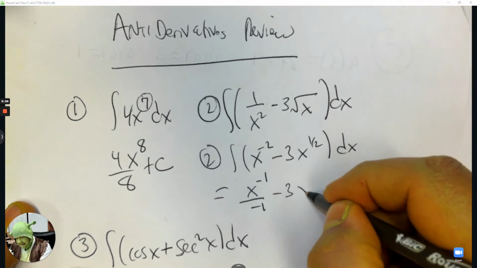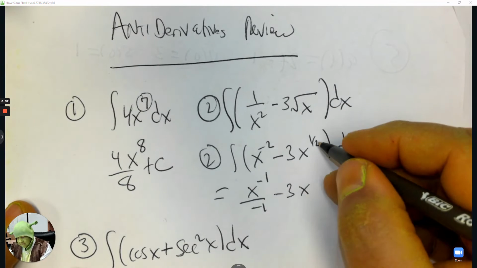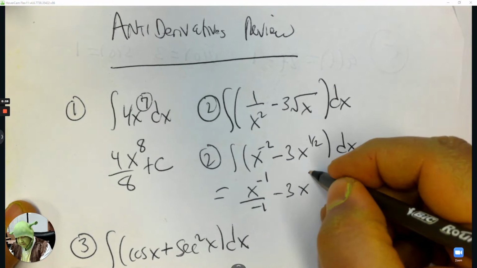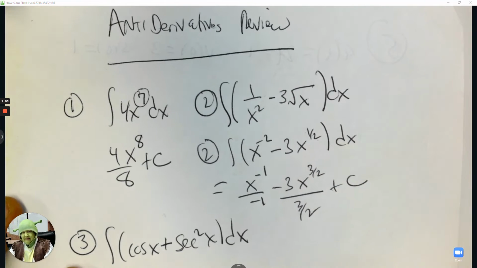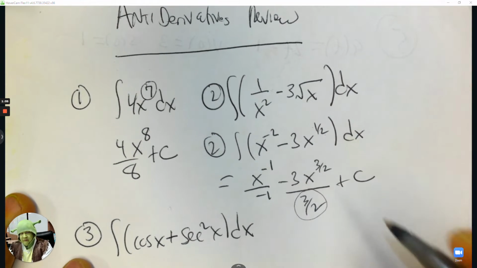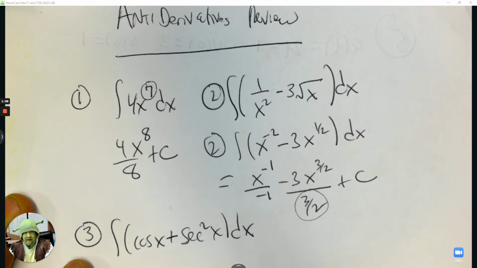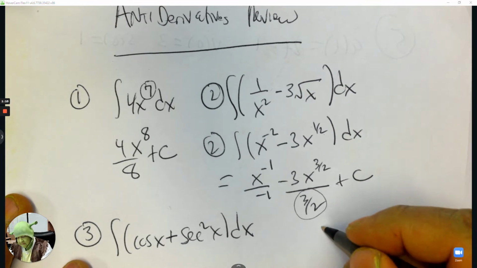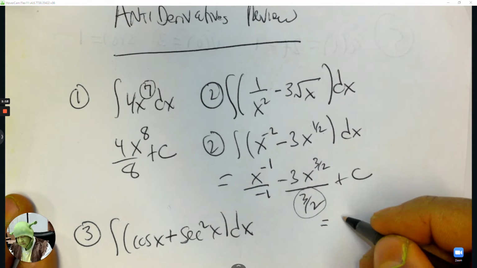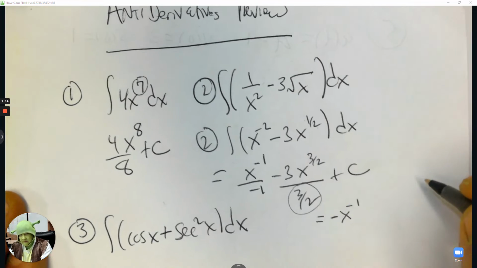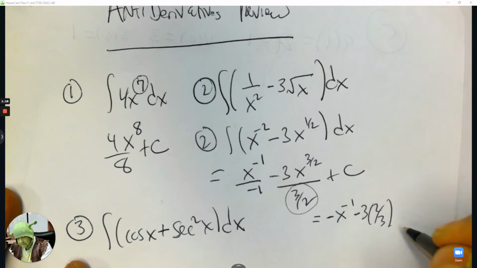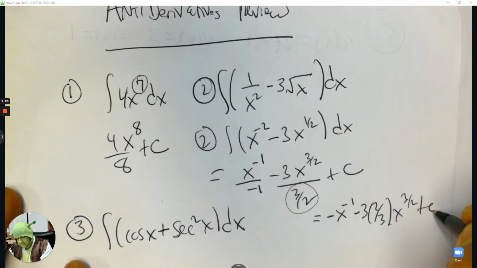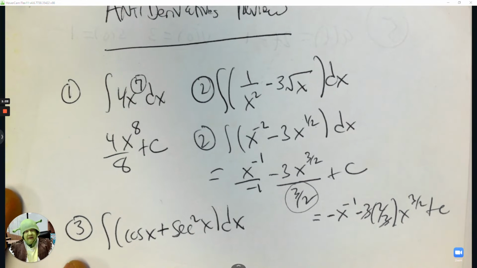Next one, add 1 to the exponent. So we're going to add 1 plus 2. And then divide, and yes, you could write it like that, and don't forget the candy. One thing we're going to remember is that instead of dividing when you have a fraction is to go times the reciprocal. So another way to write this answer would be negative x to the negative 1, and in front would be 2/3. And then notice the 3's would divide out, and you'd have negative 2x to the 3/2 plus c.